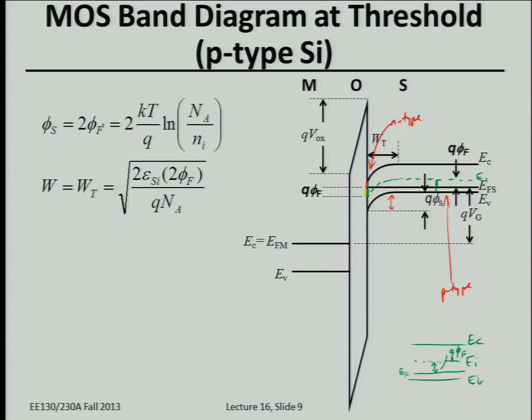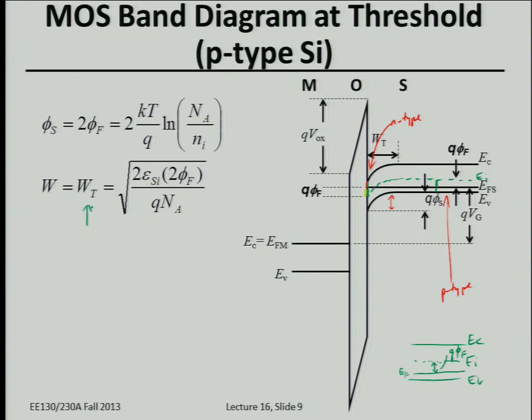Now, after that, as you increase the gate voltage further, there's really not much further distance for the energy bands to bend, because the conduction band edge is now very close to the Fermi level. And so we just say that we can approximate that.